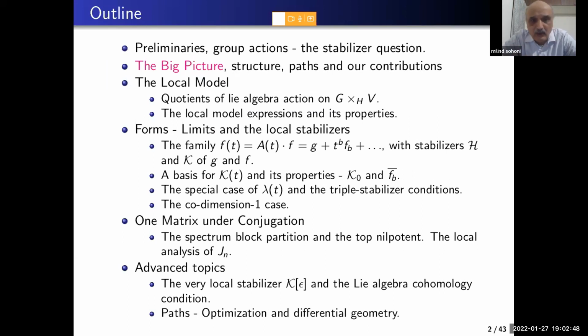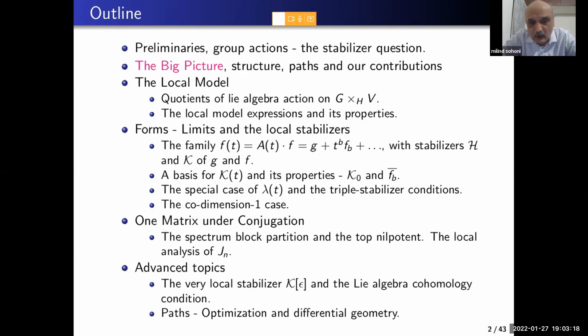Then we will apply the local model to forms and look at limits, basically limits of forms being acted upon by a one parameter family. So how do stabilizers change under taking limits? And then we will apply this to the codimension 1 case, when the closures of orbits are of codimension 1. By the way, this is all under projective and affine closures both.